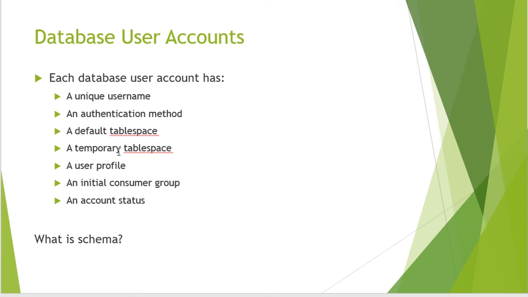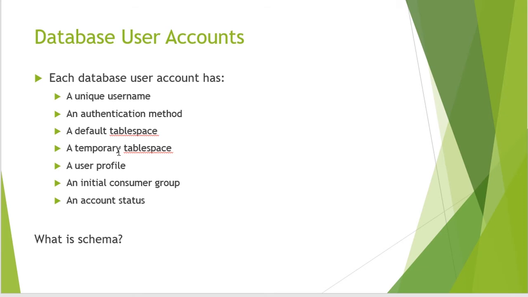A temporary tablespace. Each database user account has a temporary tablespace that will be used for sorting, for joining, for creating temporary tables. A user profile. This is a set of resource and password restrictions assigned to a user. We will discuss user profiles later on in this chapter.